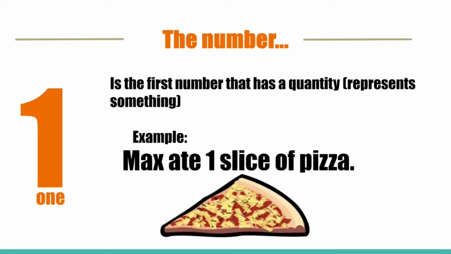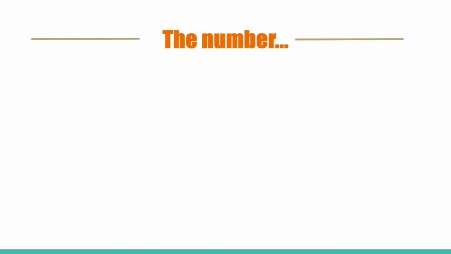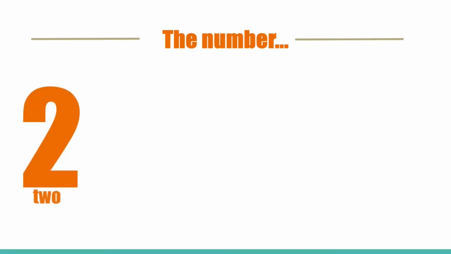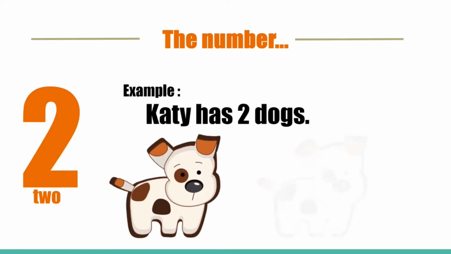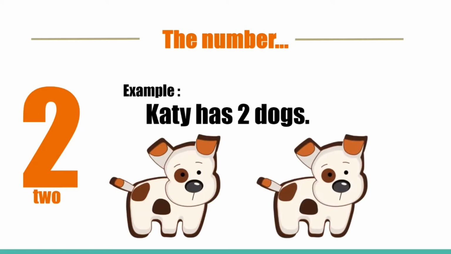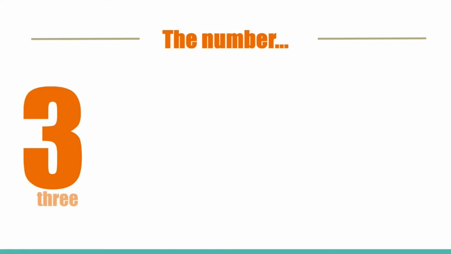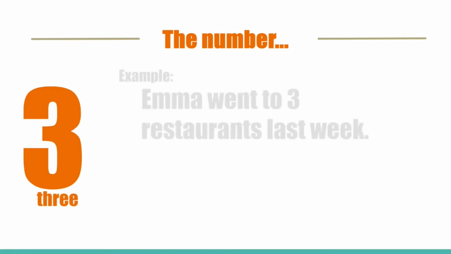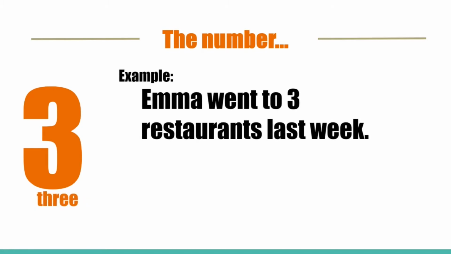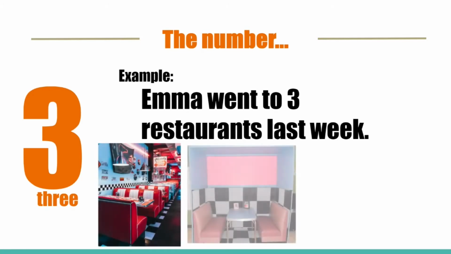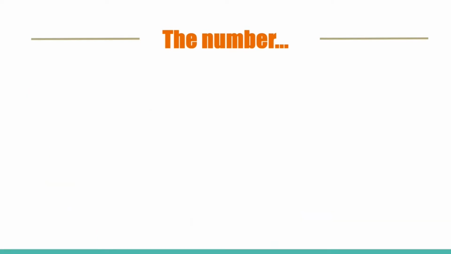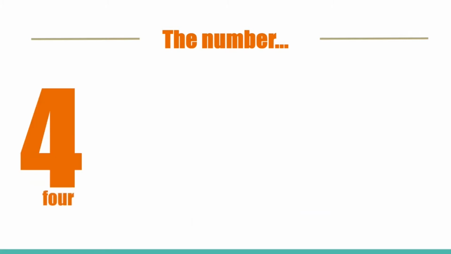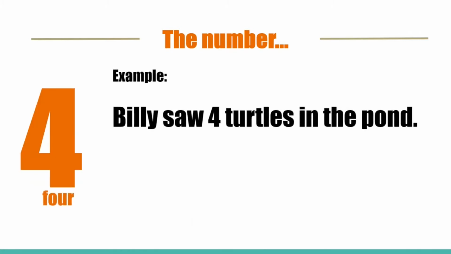The number 2. Example, Katie has 2 dogs. 1, 2. The number 3. Emma went to 3 restaurants last week. 1, 2, 3. The number 4. Billy saw 4 turtles in the pond.